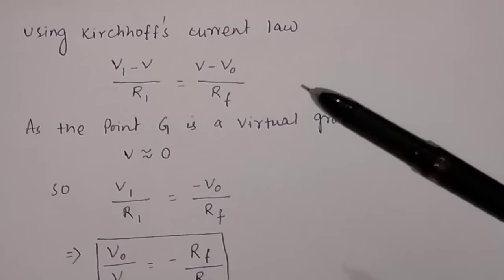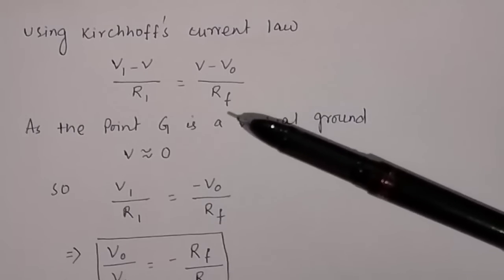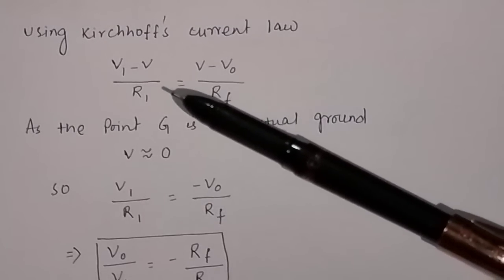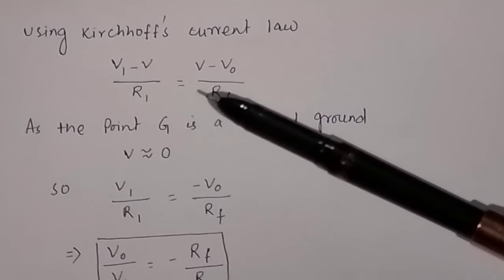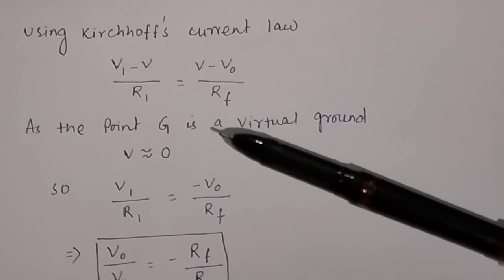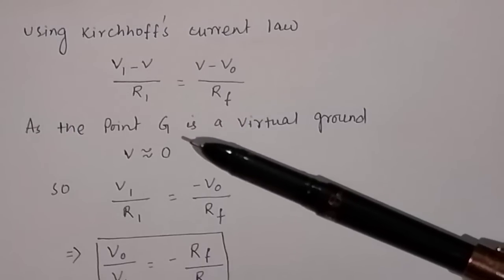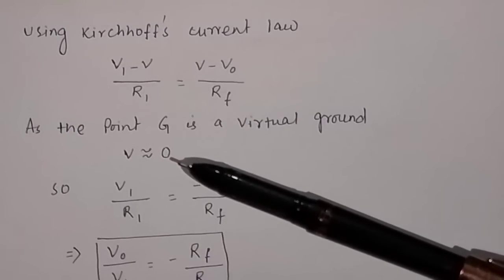Using Kirchhoff's current law, the incoming current is equal to the outgoing current. So (V1 minus V) divided by R1 is equal to (V minus V0) divided by RF. And G is the virtual ground. In virtual ground, the voltage is equal to 0.